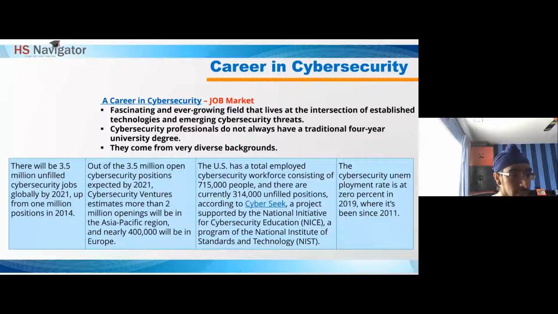What's projected is that by 2021, there's going to be around 3.5 million open cybersecurity jobs, up from 1 million in 2014. And a lot of these organizations are in regions across the world, not just in the U.S. And they're only going to keep growing. The more people use computers, the more computers are available, the more threats are going to be available, and the more people are going to want to take advantage of other people.